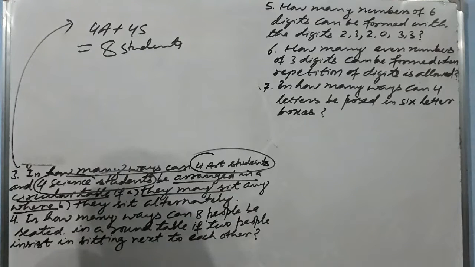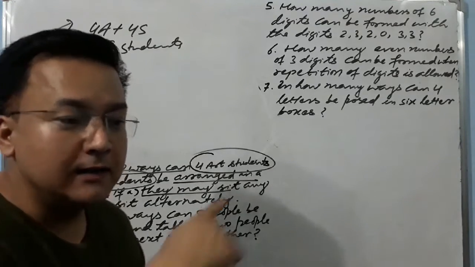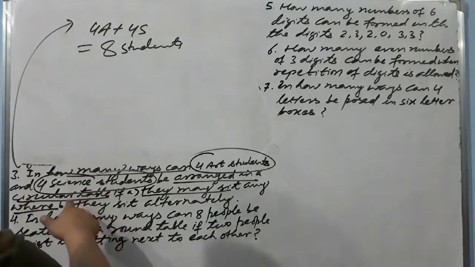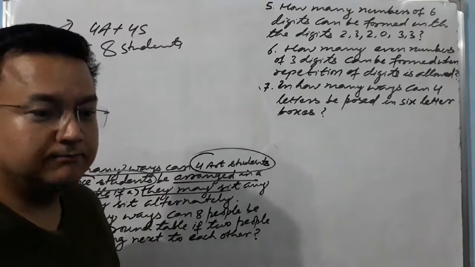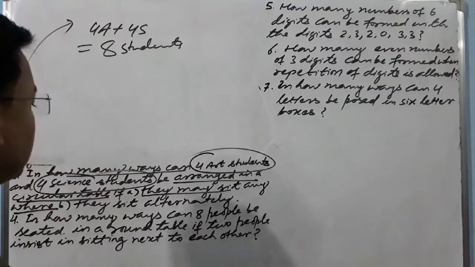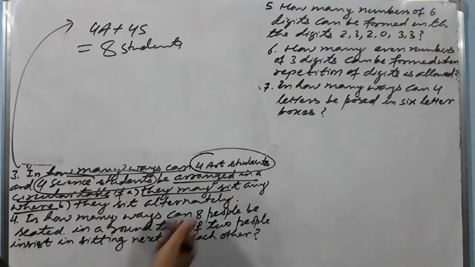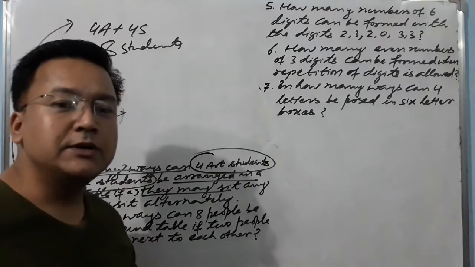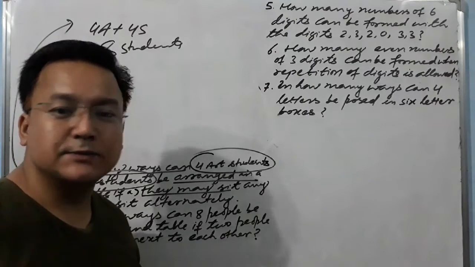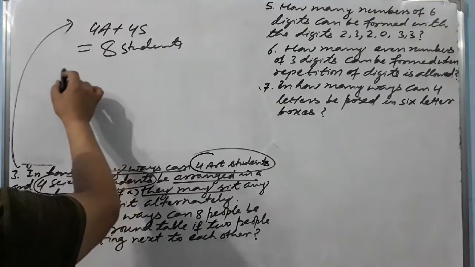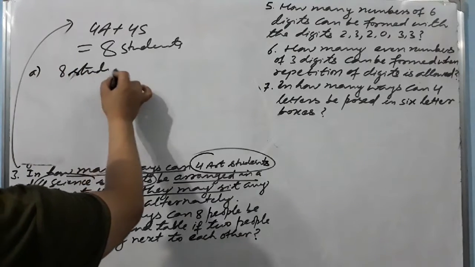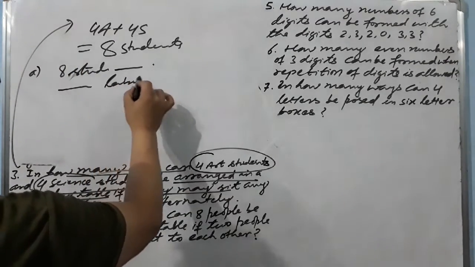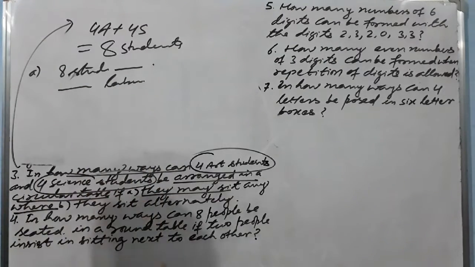So 8 students can sit anywhere in a circular table. We can use the theorem of circular arrangement, circular permutations. According to the circular permutation, the number of arrangements will be n minus 1 factorial. So let's use that for 8 students in a round table.